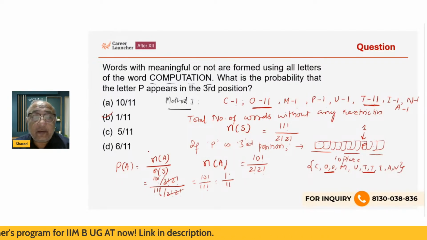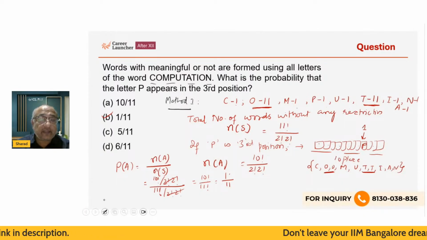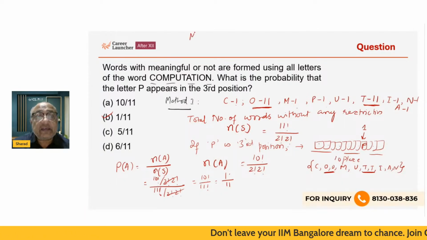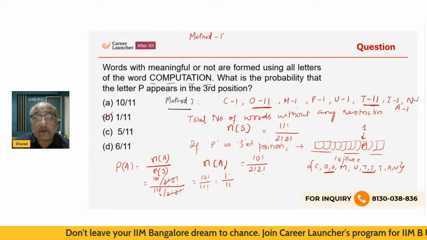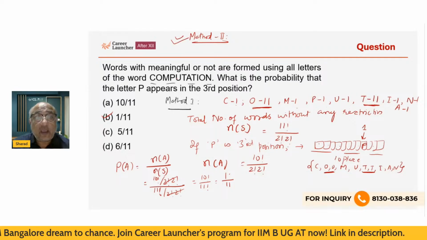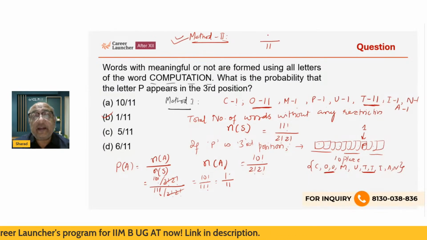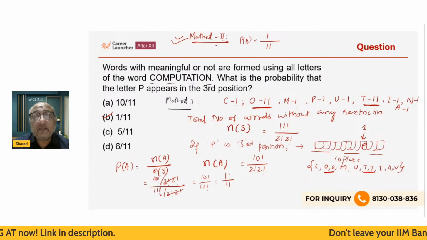I will suggest that please have a look at the second method which I'm going to tell you. That is a one liner. And if you have a paucity of time and you're doing an aptitude examination, I think this is a cool method to do. How many places are there? 11 places. Which place can P take? 1. So this is my probability. That's it. This is a cool method.